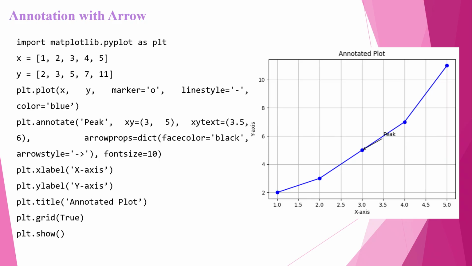This code demonstrates how to add an annotation with an arrow in a matplotlib plot. First, a line graph is created using the given x and y values with markers to highlight each data point.